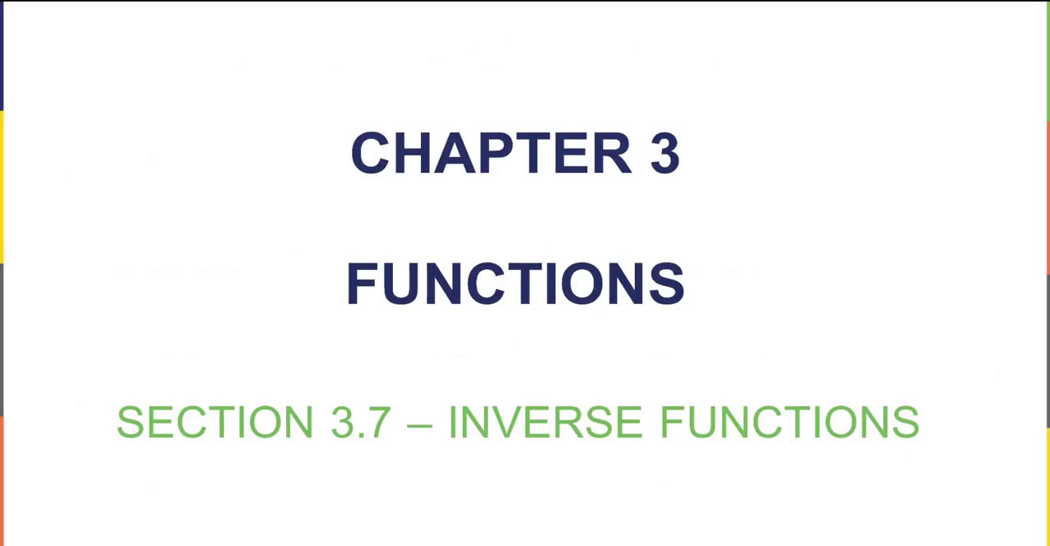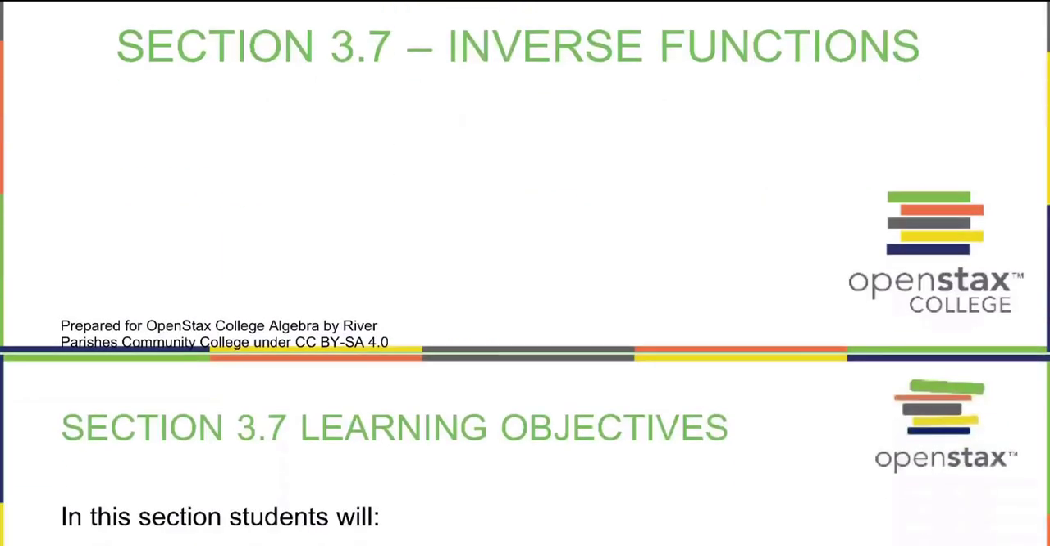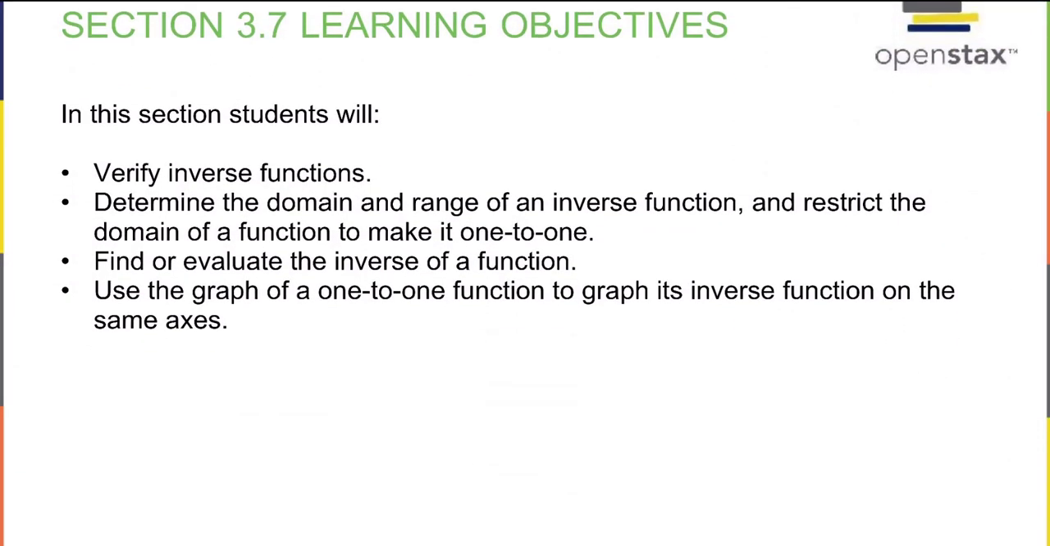Hi, we are still in Chapter 3 covering functions, and today we're going to be talking about Section 3.7, inverse functions. In this section, we will verify inverse functions, we will determine the domain and range of an inverse function and restrict the domain of a function to make it one-to-one. We will find or evaluate the inverse of a function, and we will use the graph of a one-to-one function to graph its inverse on the same axes.